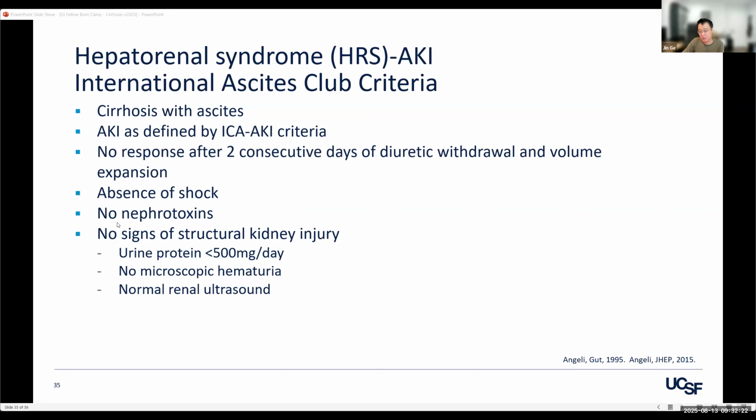There's no shock. There's no nephrotoxins. There's no signs of structural kidney injury. So on an ultrasound, you don't have like hydro. Your renal ultrasound looks normal, and there's no microscopic hematuria or low urine protein.